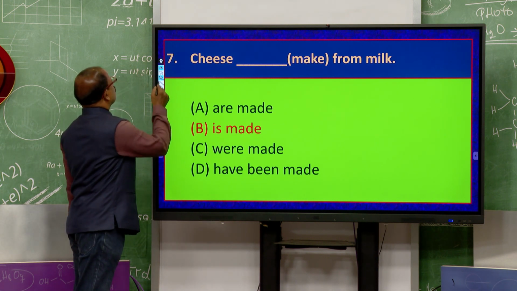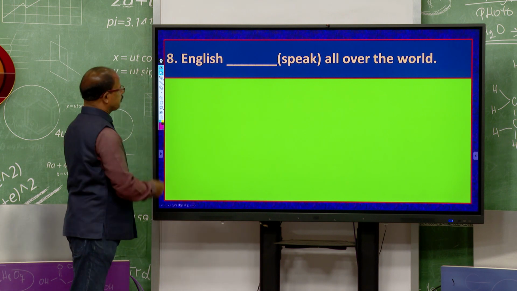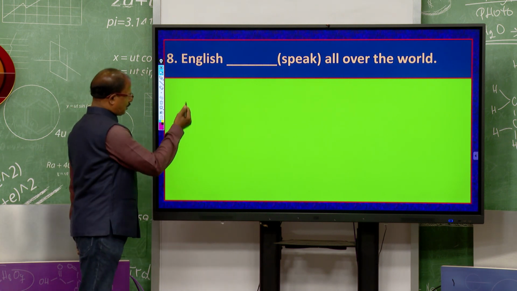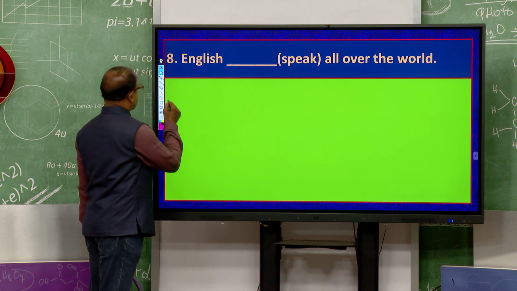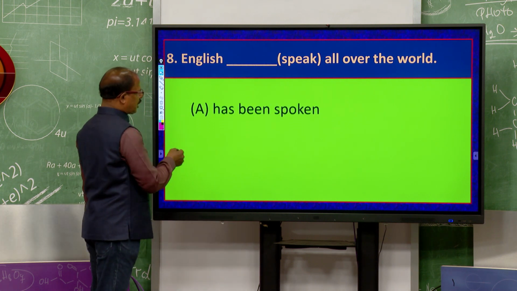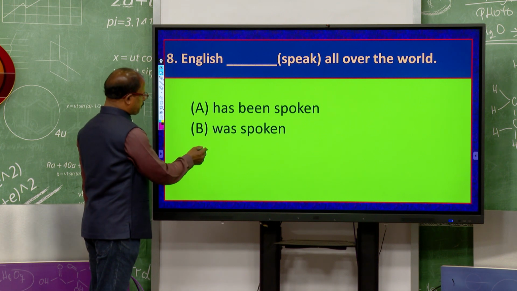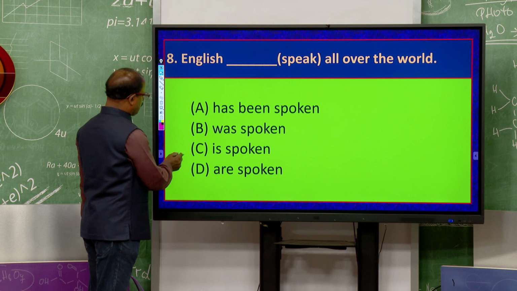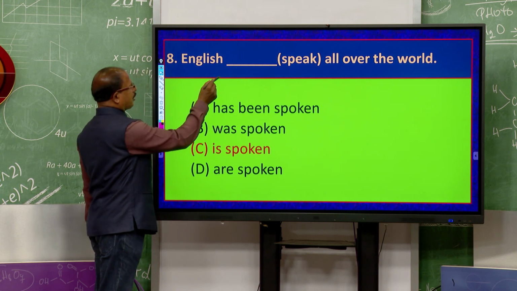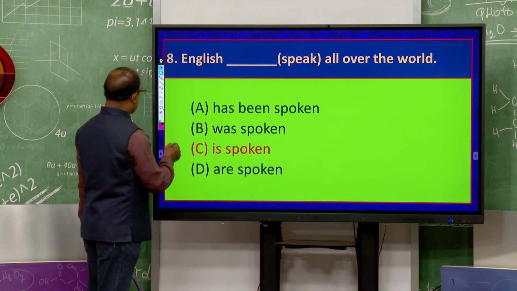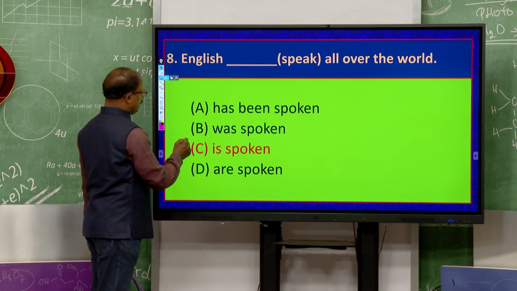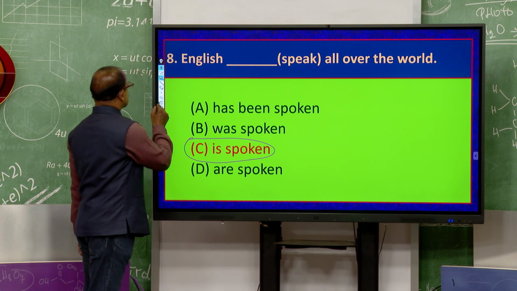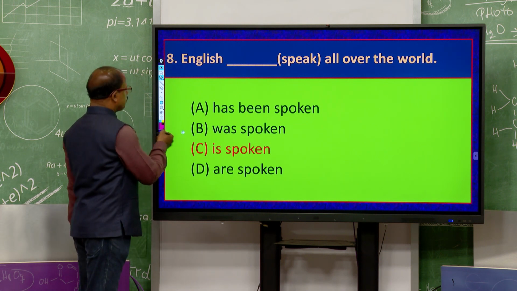So, let us go to the next question. English dash all over the world. Exactly the same thing like question number 7, and let us see the options. Has been spoken, was spoken, is spoken, and are spoken, and the correct answer is "is spoken". English is spoken all over the world, and this is the right answer. Option C is the right answer, right.